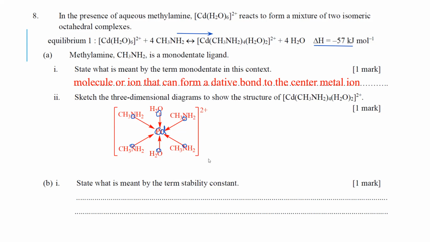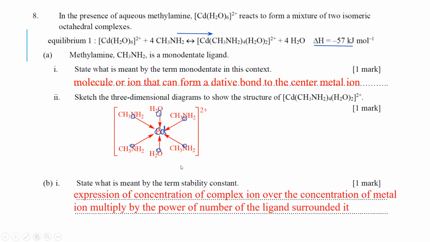State what is meant by the term stability constant. So the stability constant is the expression of the concentration of the complex ion over the concentration of the metal ion multiplied by the power number of the ligands surrounding it. So that is how we are going to define stability constant.